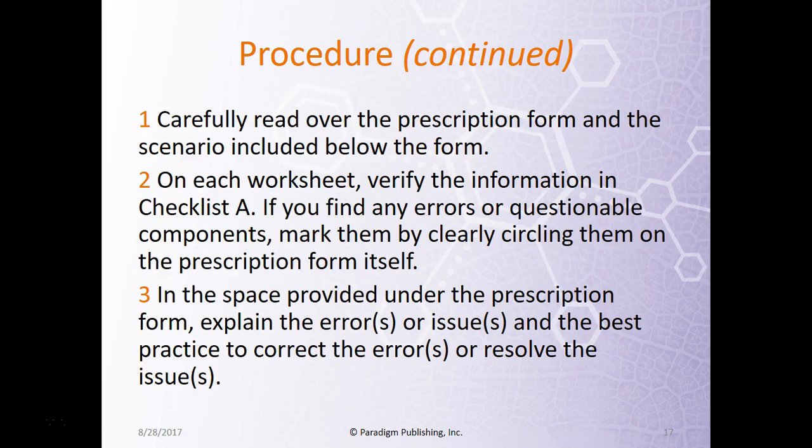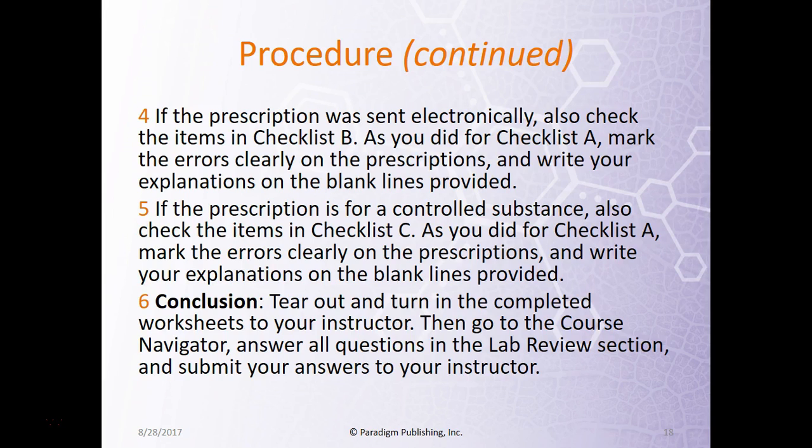Carefully read over the prescription form and the scenario included below the form. On each worksheet, verify the information on checklist A. If you find any errors or questionable components, mark them by clearly circling them on the prescription form itself. In the space provided under the prescription form, explain the error or errors, or issue or issues, and the best practice to correct them or resolve them.